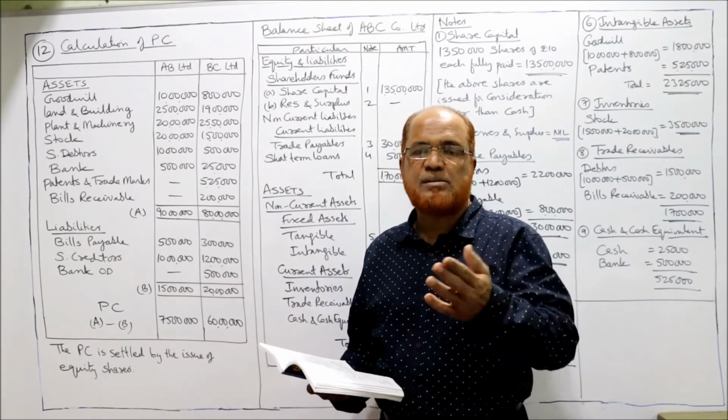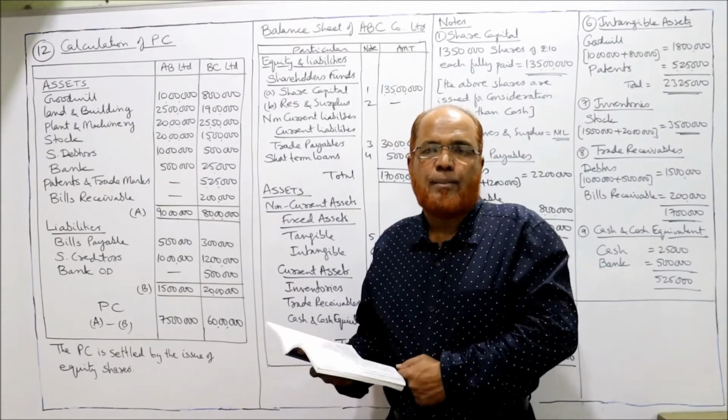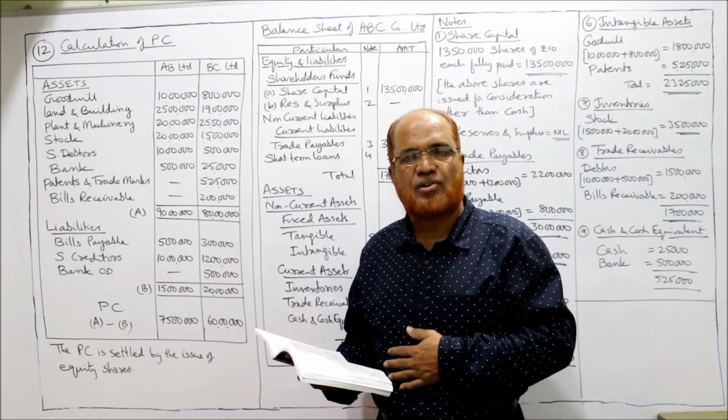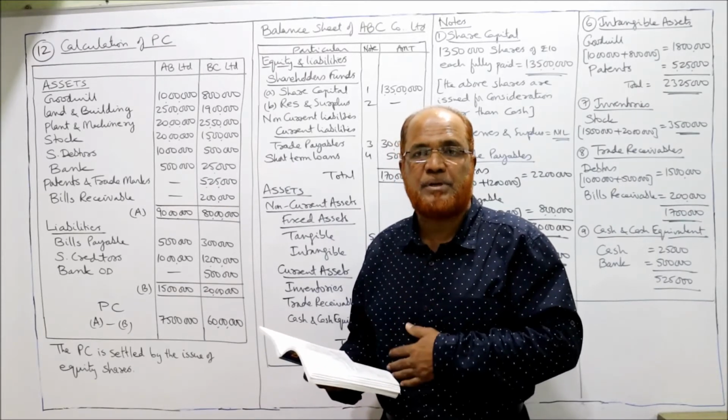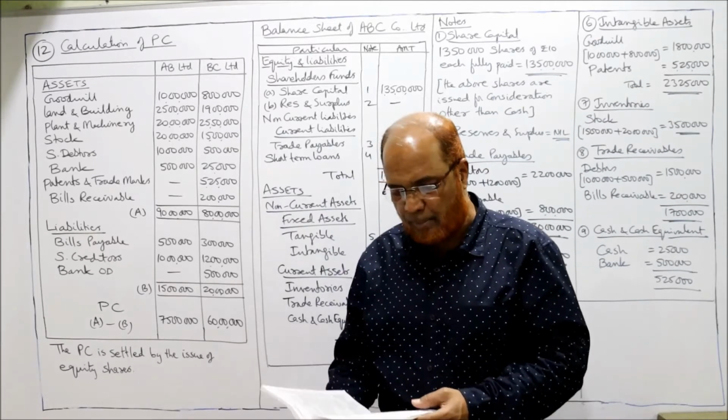How the payment is made to each company. The payment which is made is called purchase consideration. The payment that is made is called purchase consideration. So it is asking you to calculate the PC and prepare the balance sheet of ABC Company Limited after amalgamation.